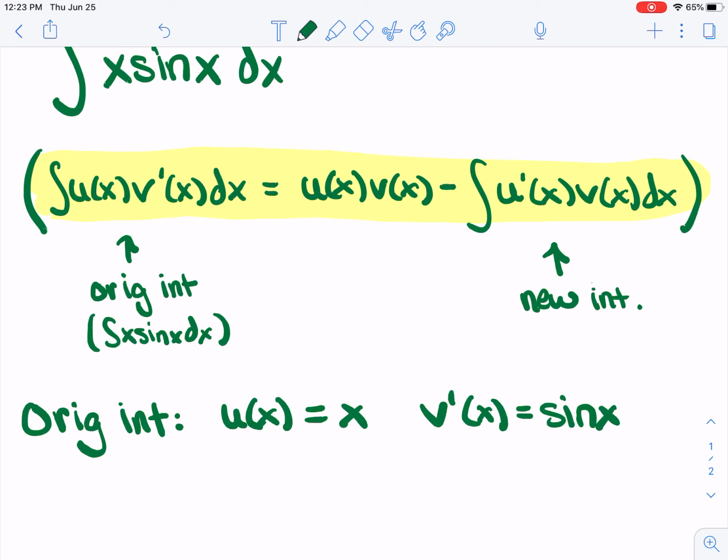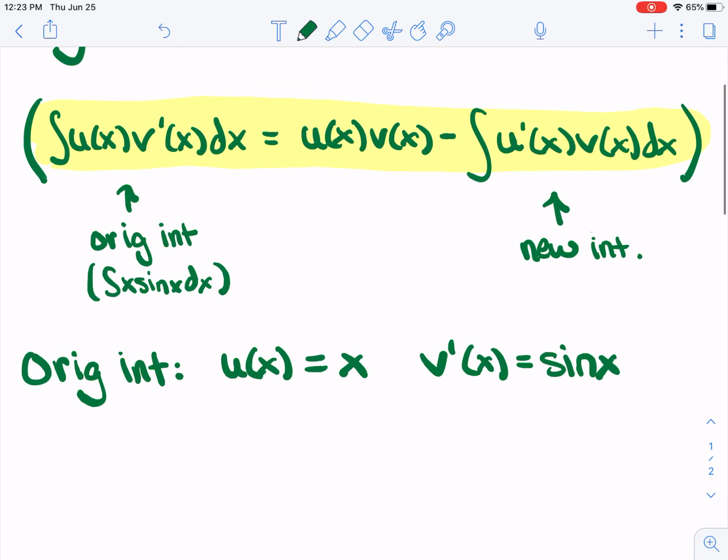Now we could have done this the other way. We could have said u of x is sine x and v prime is x, and we can see where that takes us. That's going to take us into a dead end, actually, and I'll show you that in a separate example. But this is the right guess for how to split up the integrand into parts. So these are the parts. u of x equals x, v prime equals sine of x.